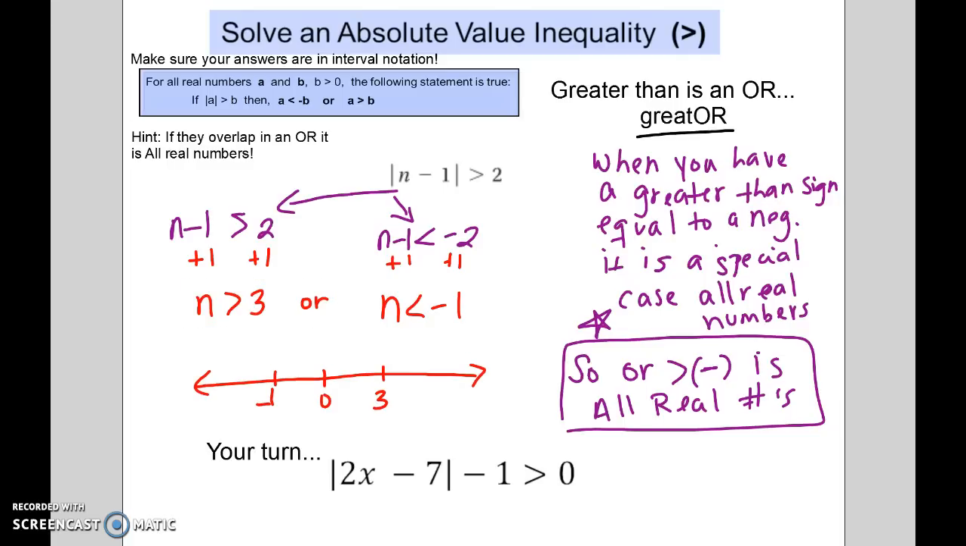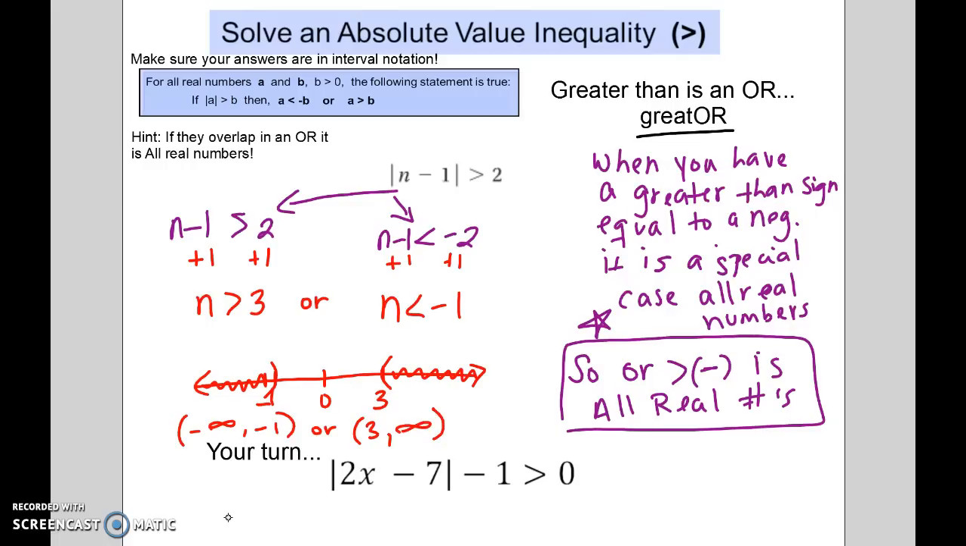So it is greater than 3, which is a parenthesis, and greater goes this way. Less than negative 1, which is a parenthesis, and it goes this way. And in interval notation, I would say negative infinity, comma, negative 1, or 3, comma, infinity.